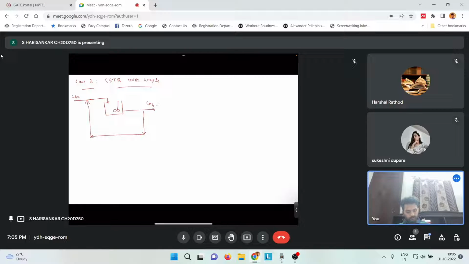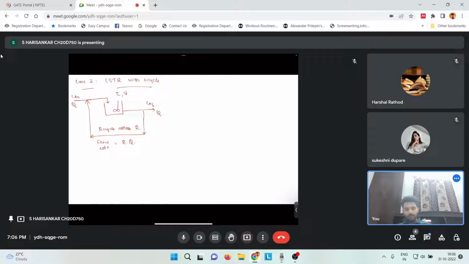Now the recycle ratio will be R, and this flow rate here will be R into Q. So Q is the flow rate initially, and again we'll take tau and V as our space-time and volume of our reactor. The flow rate here also will be Q.